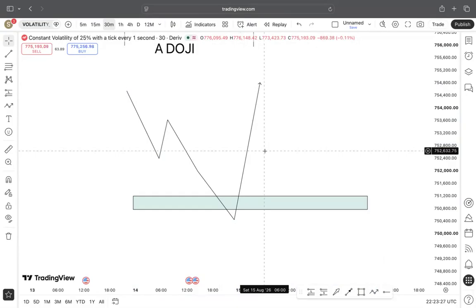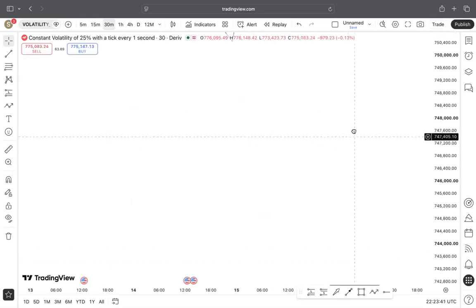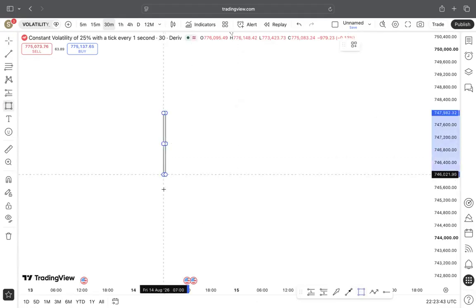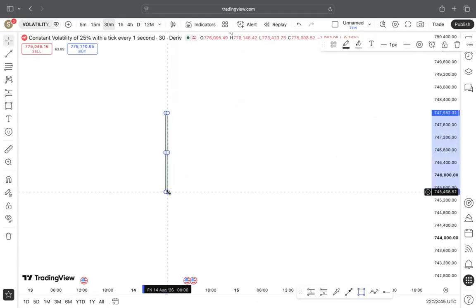So how do we know a morning star candlestick? A morning star is a three-candlestick pattern, a triple candlestick pattern, which means it has three candlesticks in its formation. The first candlestick is a bearish candle. You can see something like this.